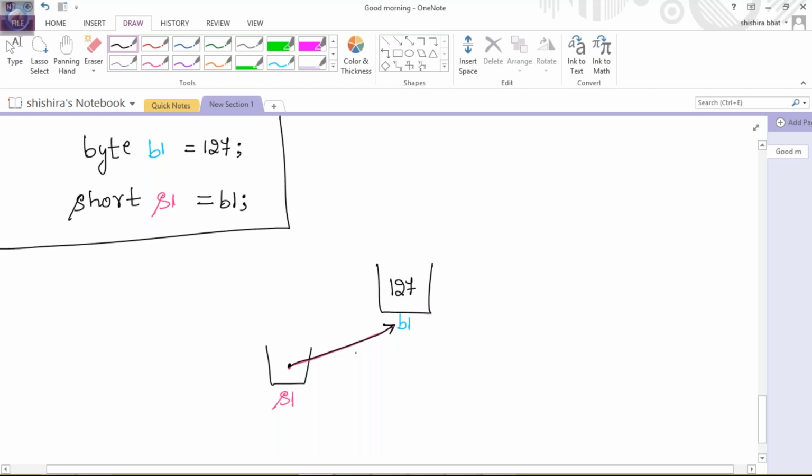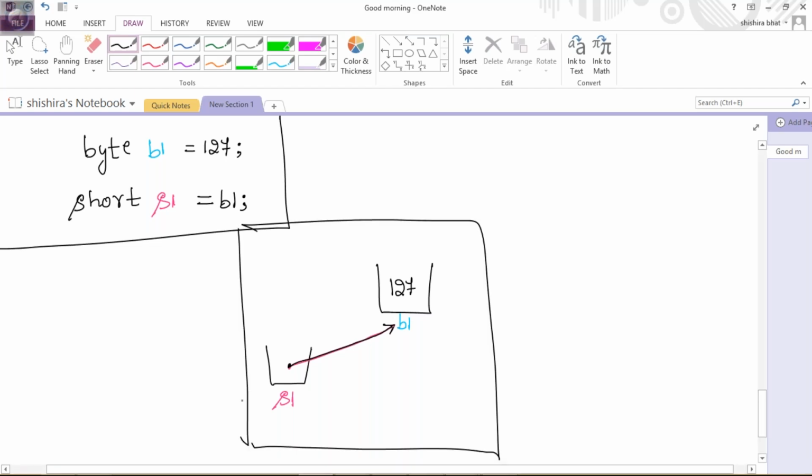So this is the question that Prem is asking. Sir, does it point to that or does it entirely store? In Java, it works in this way. This is not the way that it works in Java. In Java, how exactly does it work? It works in this way.